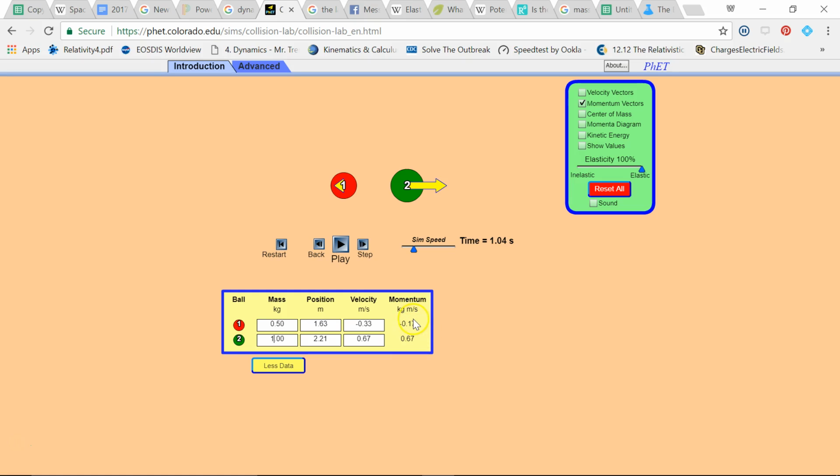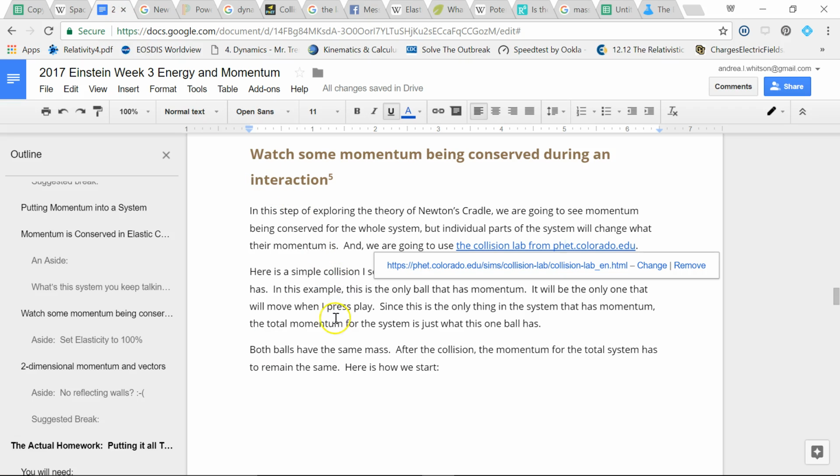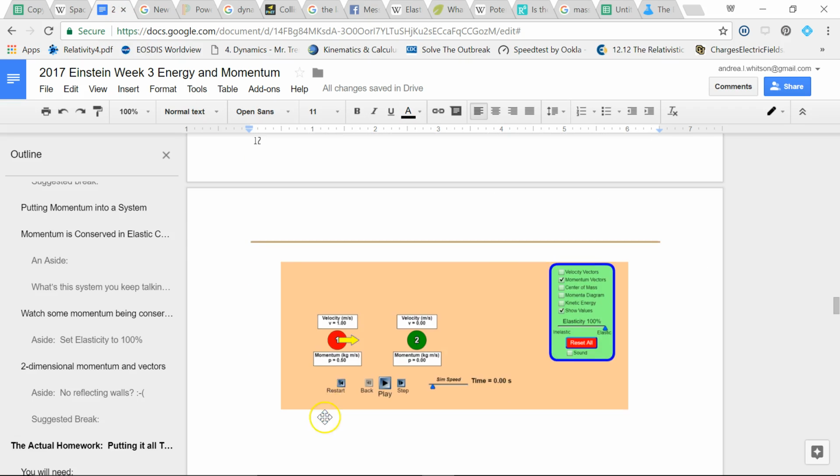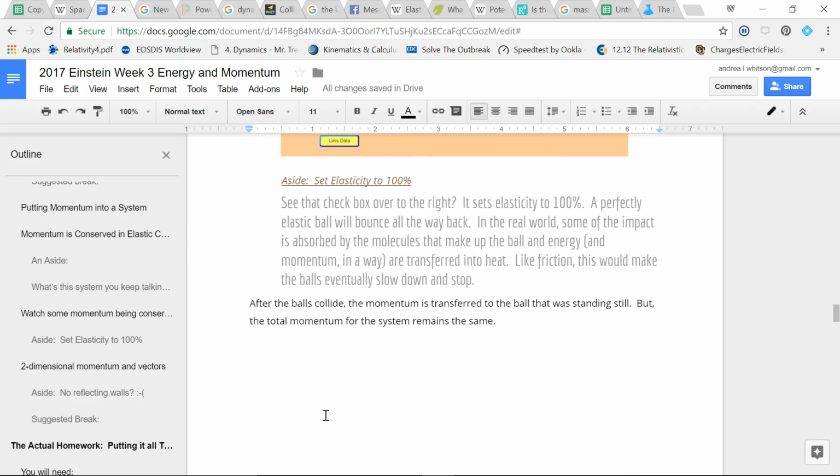Notice if you add these two up, the momentum still totals to be the same. So before the collision and after the collision, the total momentum is the same. Okay, that is the big idea for that. All right, let's go to the next section. So we've covered a whole bunch.